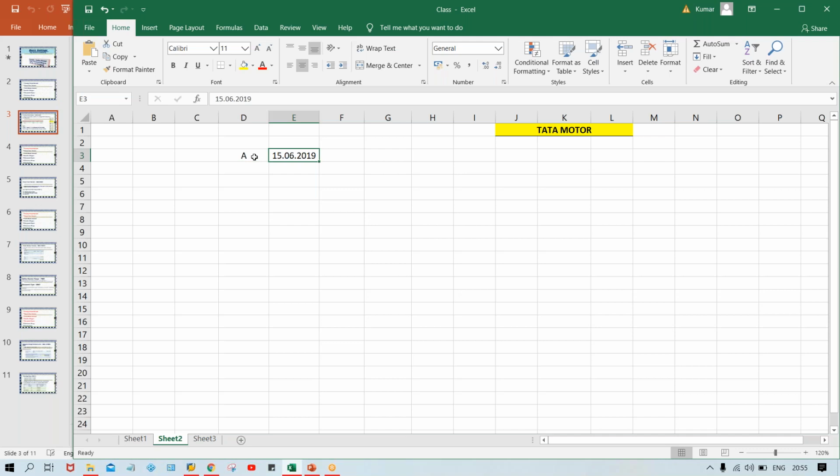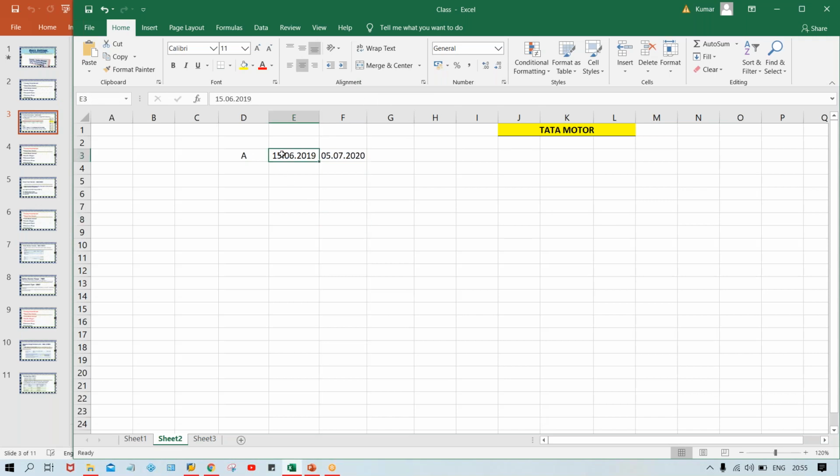Now A has received one invoice on 15th of June. Then what is happening? He forgot to post this invoice. The invoice was not posted. Let's suppose it is 05-07-2020. On this particular date, somehow he realized, oh my god, I have made a mistake, there was an invoice which was not posted into the system. Now the current date is not 2020, guys, it is 2019 I'm talking about.